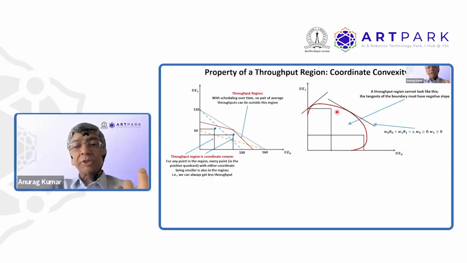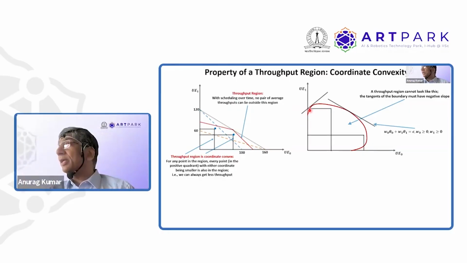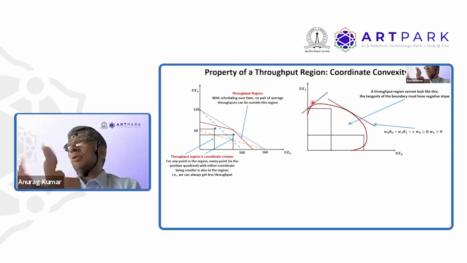And if I can schedule this point, I can schedule every point to its left or below it. So what went wrong? What went wrong was this boundary has a slope here which is positive. What is the positive slope of the boundary? What does it violate? Look what's happening out here. If I increase one UE's rate, the other UE's rate also increases along the boundary. But that should not happen.